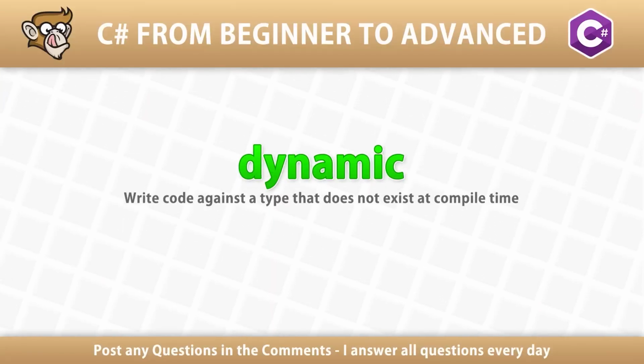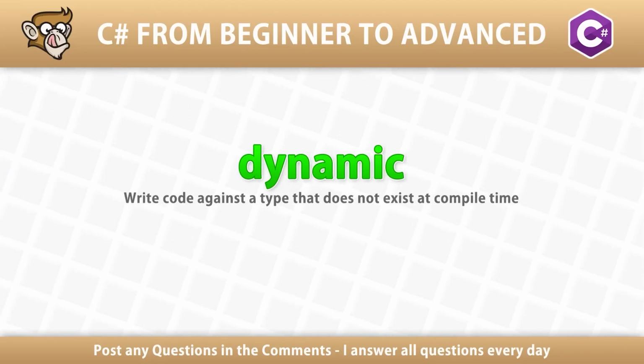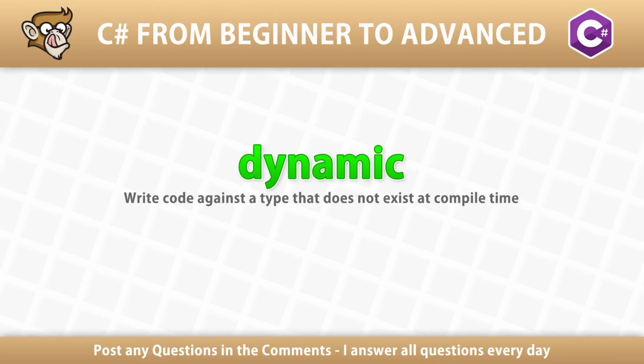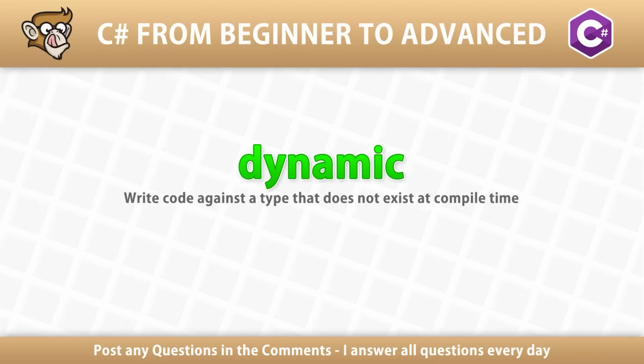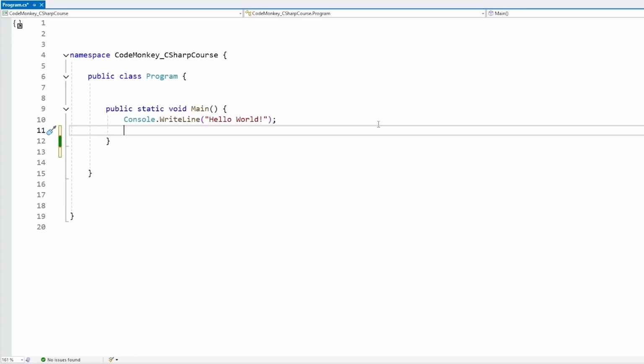In this lecture, we're going to learn all about dynamic in C#. This is a really interesting feature of C# that allows us to write code against a type that doesn't actually exist. Okay, so here let's see the dynamic keyword.